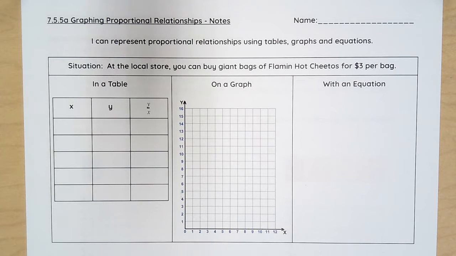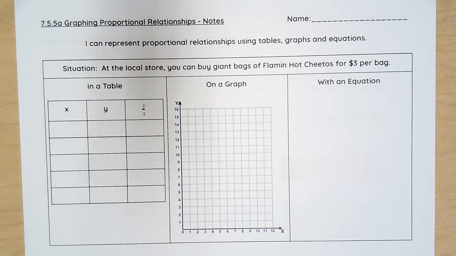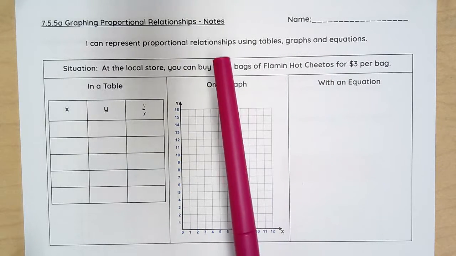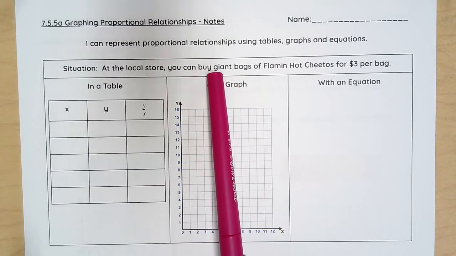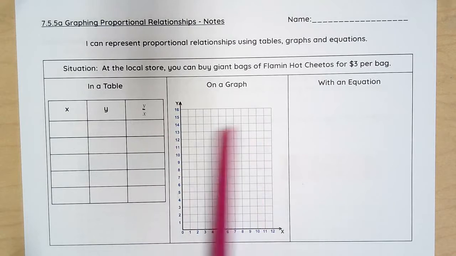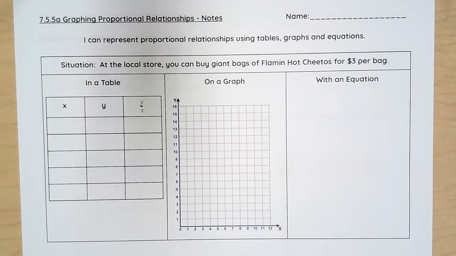Today we are going to practice graphing proportional relationships. We have already learned how to write, solve, and determine if an equation is proportional. And today we are going to practice finding proportional relationships using tables, graphs, and equations. So we will have a couple of situations and we will determine the proportionality of these situations using a table, graph, and equation. So let's go ahead and take a look at the situation first.